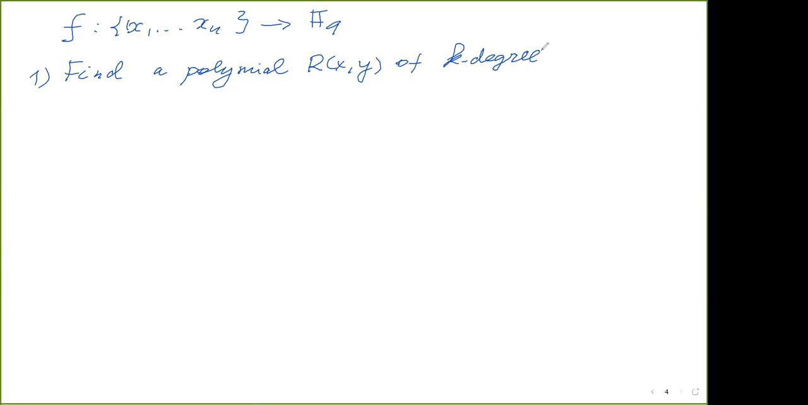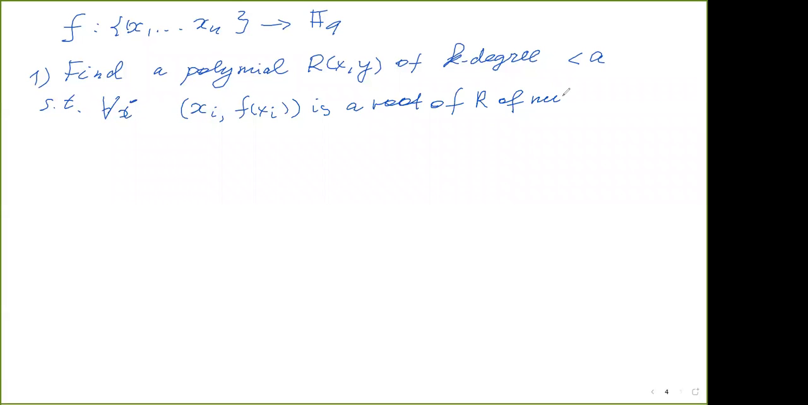The k-degree of that polynomial will be small, meaning less than a certain parameter a. We will specify a later, such that that polynomial has roots (xi, f of xi) of large multiplicity, such that for every i, (xi, f of xi) is a root of R of multiplicity at least a certain n. So a and n are parameters to be specified later.